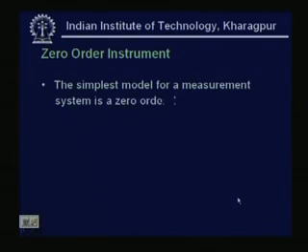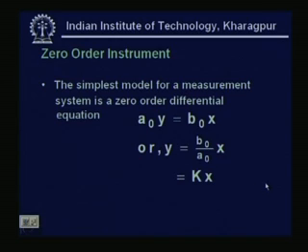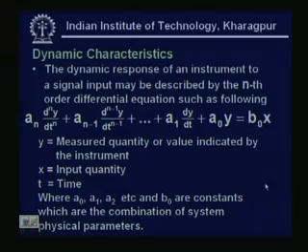The simplest model of a measurement system is a zero order differential equation. It looks like this: a0 y equal to b0 x, or y equal to b0 by a0 multiplied by x, equal to k x. You see, if you go back to our initial differential equation, you see this is our differential equation.